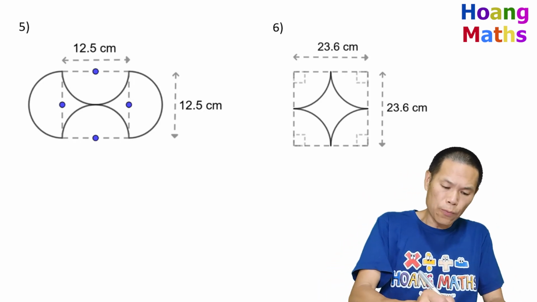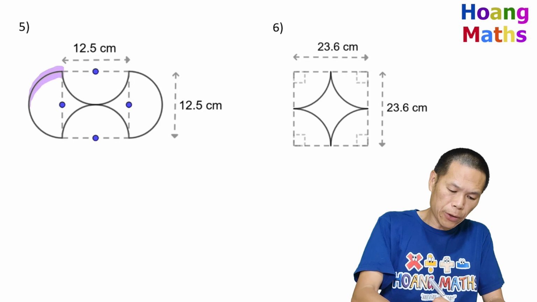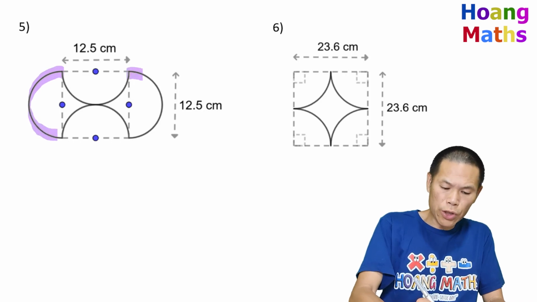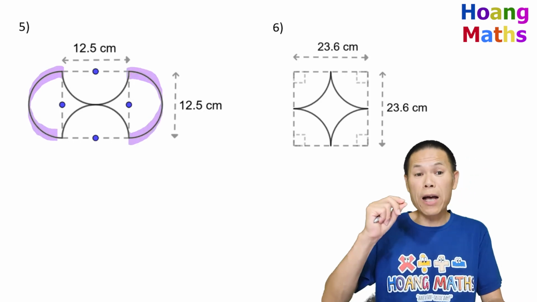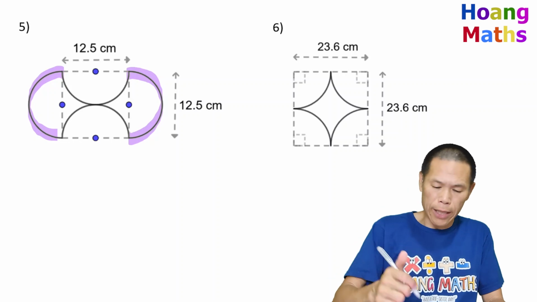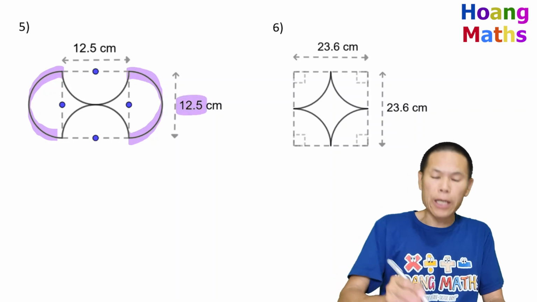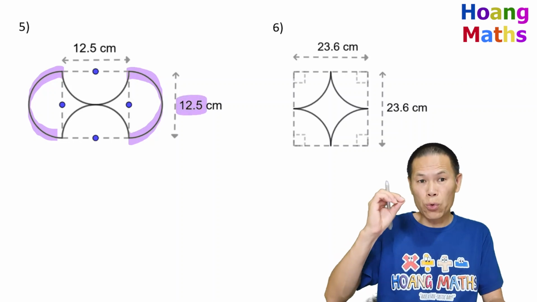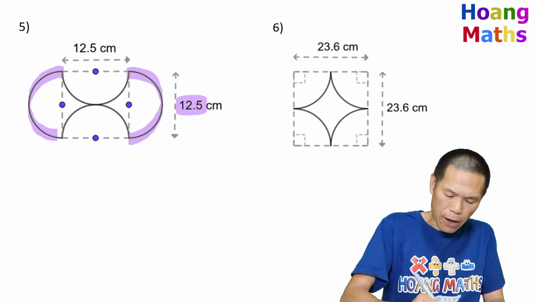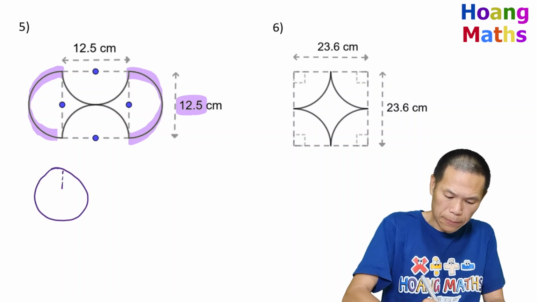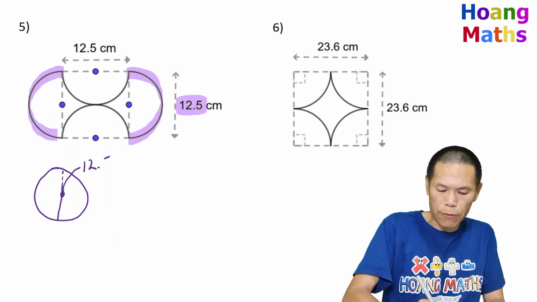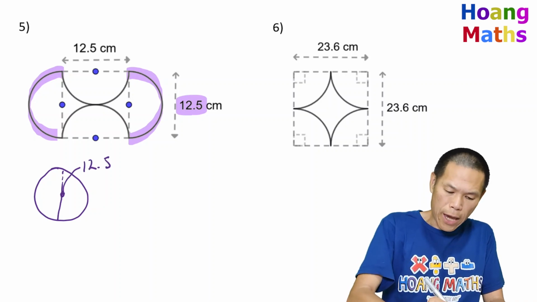So first of all, this half of circle combined with this half of circle will give us one full circle, and the diameter is 12.5. So let me just draw it out for you, okay? So we have this circle here. The diameter is 12.5. We now have this half of circle and this half of circle.